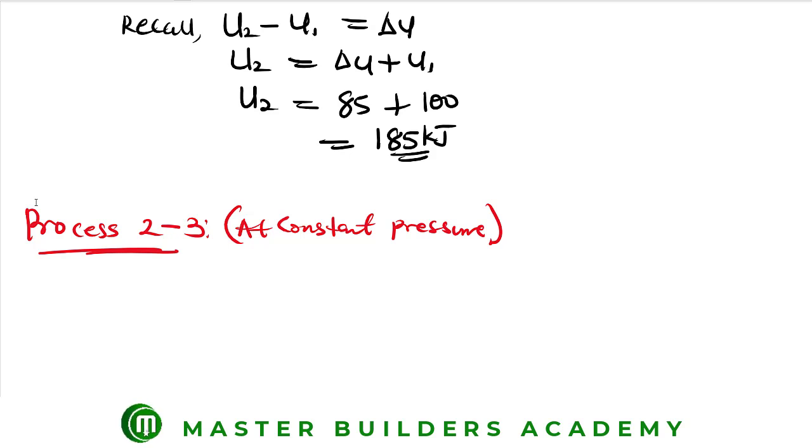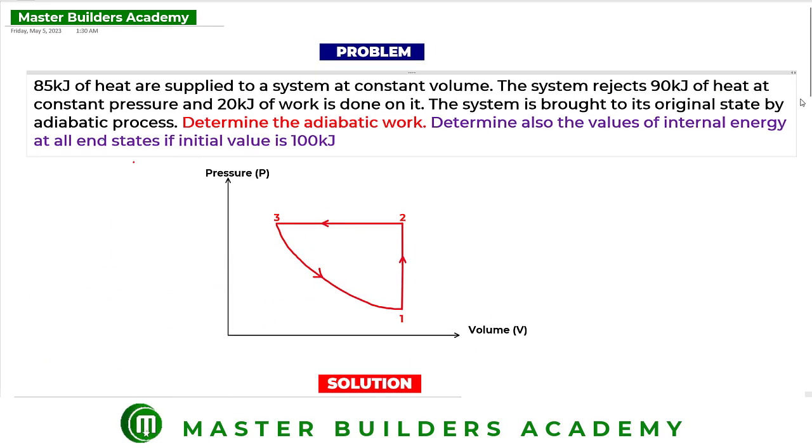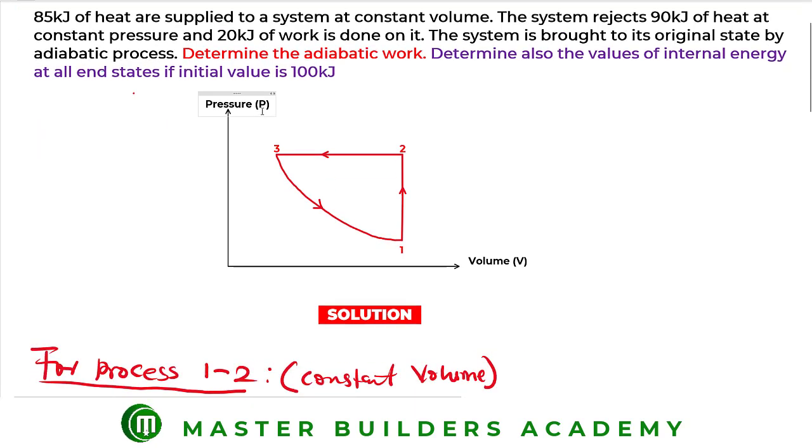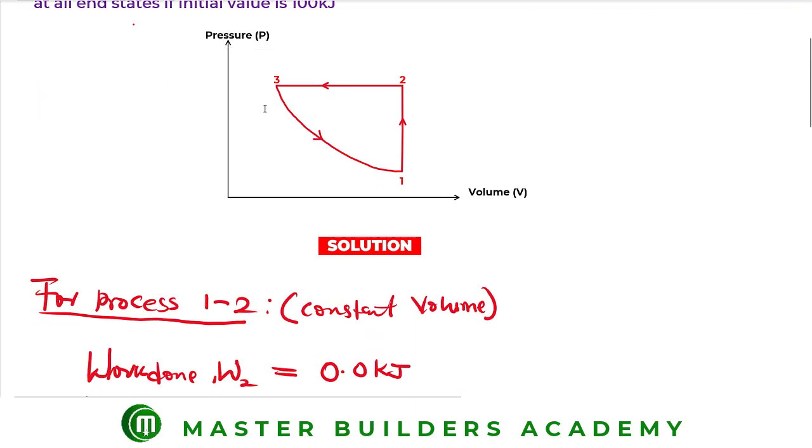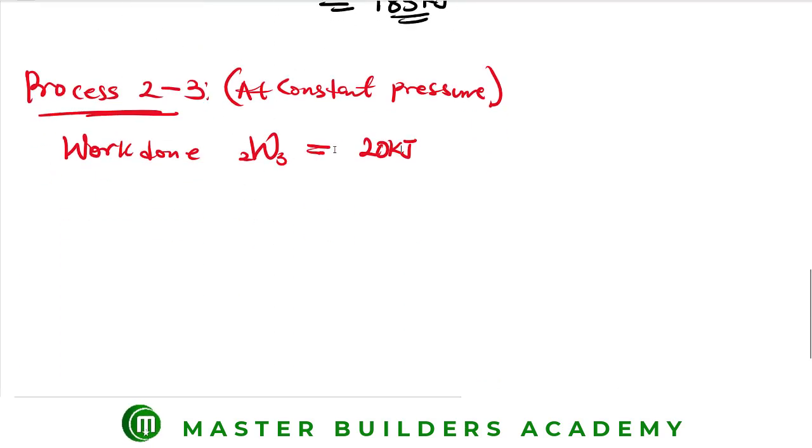Now, under this process, we are also given that work done from process 2 to 3 was 20 kilojoules. If you check the question, the system rejects heat, and at constant pressure work was done on it. Work done on it, not by it. That means because this work is done on the system, we are going to take this 20 as negative 20. Remember, whenever work is done on the system, the work done is negative. Only work done by the system is positive. I hope this is clear. So we'll take this as negative.